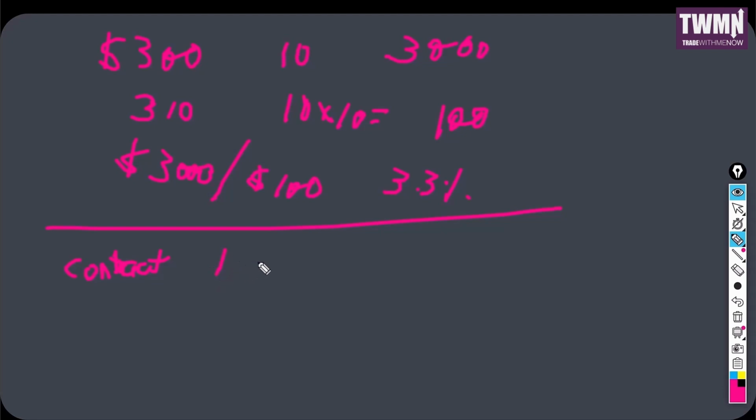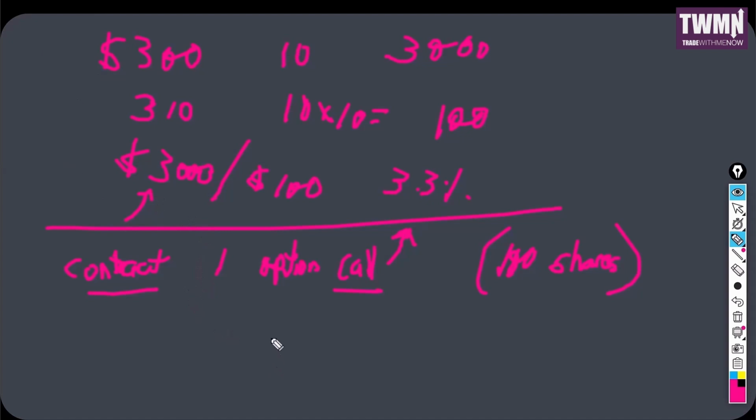So one options contract, and let's just call it call options. Remember, I said calls. Call options are when you want price to go up. One call option is a contract, and it represents 100 shares of stock. Now, you don't own it. You own a contract that gives you the option to take possession. Now, because it's a contract that represents the 100 shares, it's not going to cost you anywhere near $3,000.